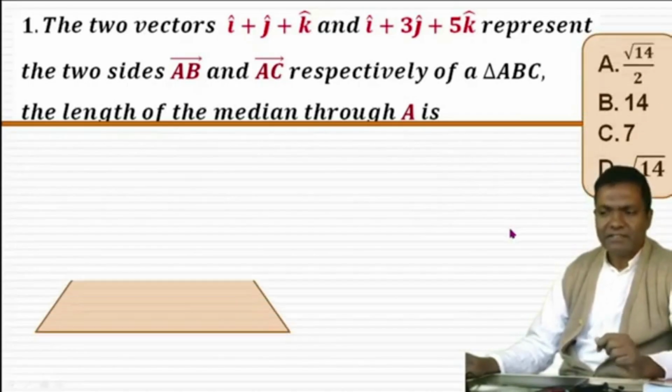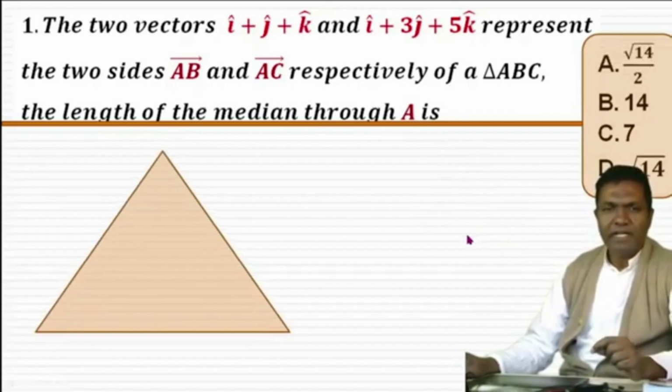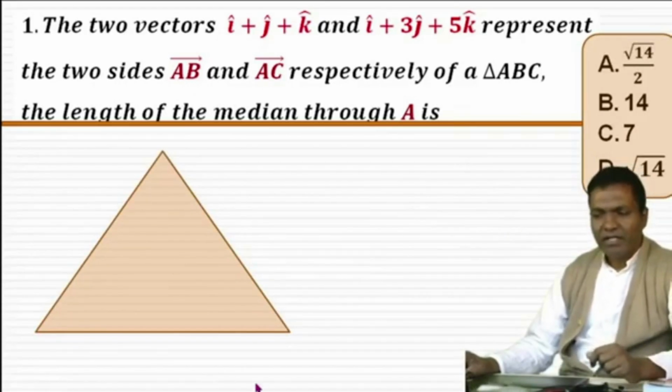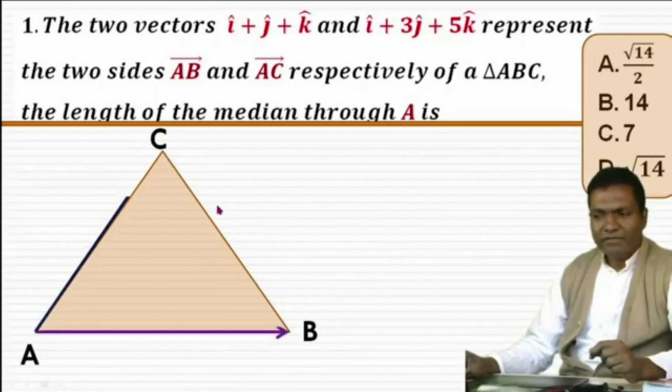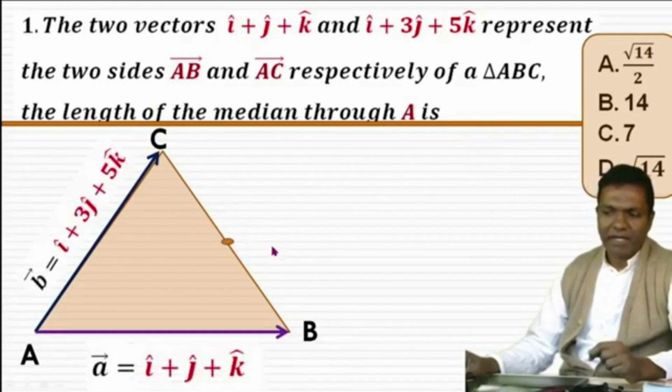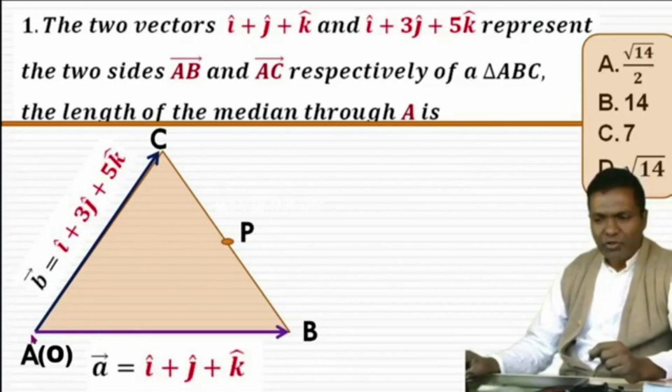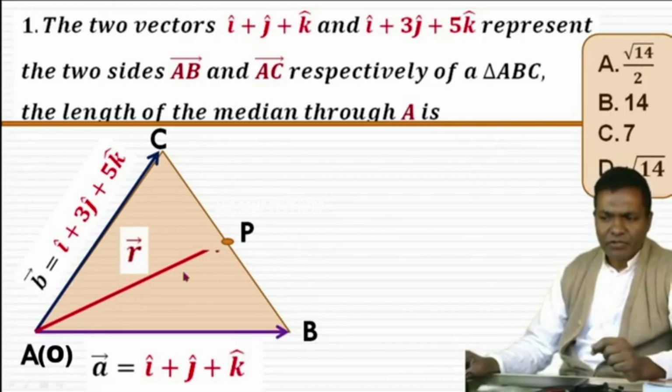Length is asked. First, let me tell you what you mean by the median of a triangle. In any triangle, say suppose this is triangle ABC, consider the midpoint of the opposite side as point P. Then the line joining any vertex to the midpoint of its opposite side is called a median. So this is your median and you are asked the length of this.